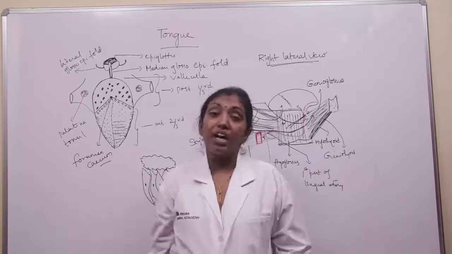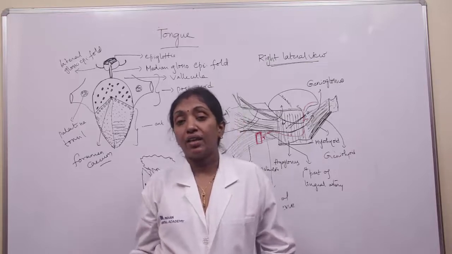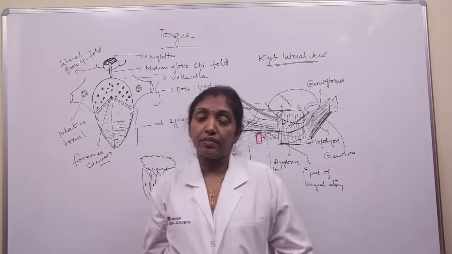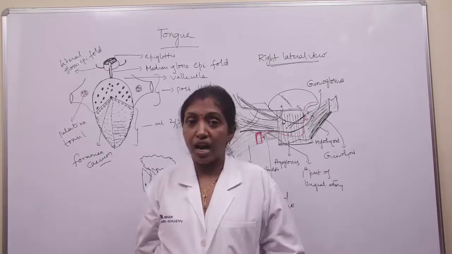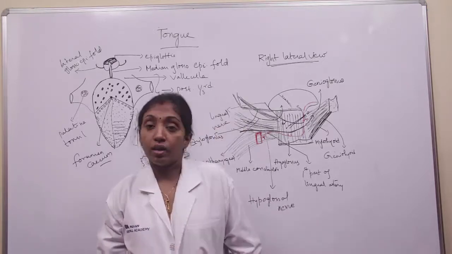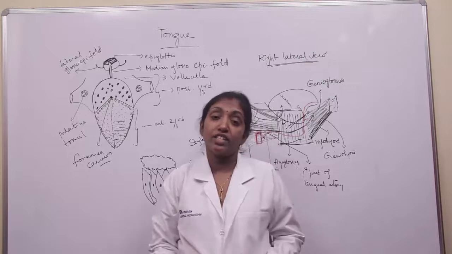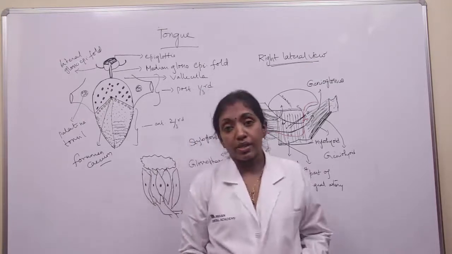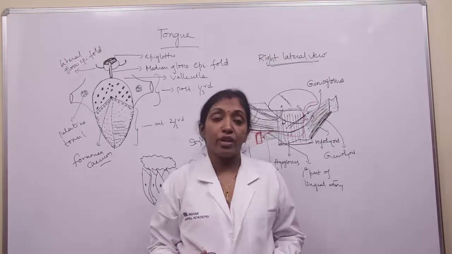So that's about the blood supply of the tongue. The blood supply of the tongue is by the lingual artery. The main artery is the lingual artery, which is a branch of the external carotid, along with palatine and tonsillar branches of the facial artery and the ascending pharyngeal artery. The veins of the tongue divide into two sets, superficial and deep. The superficial veins, which drain the tip and frenulum of the tongue, drain into the internal jugular vein.